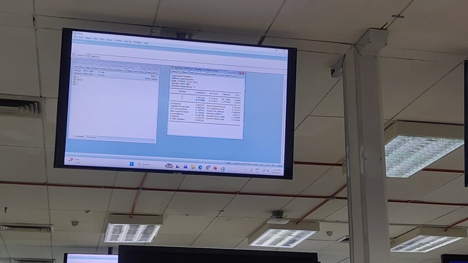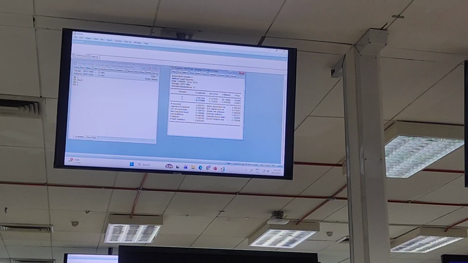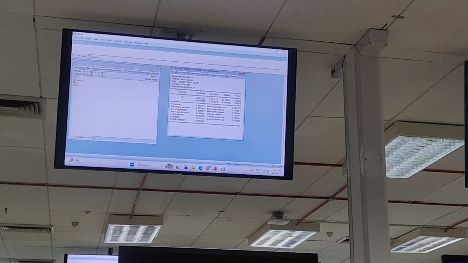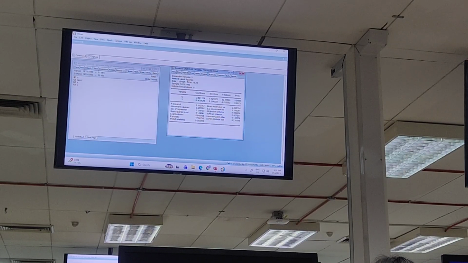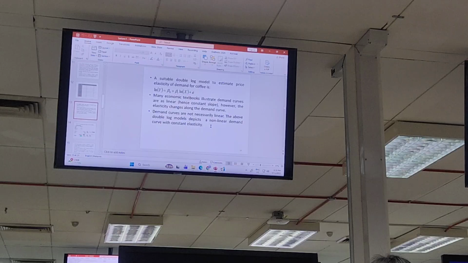But now if we are interested in estimating elasticity, so we want to know how many percent, let's say if the price increases 1%, what happens to the demand? That's elasticity. So we can use an alternative model, the one we call the double log model. A suitable double log model to estimate price elasticity of demand for coffee is given by log y, and then we have the independent variable log x.